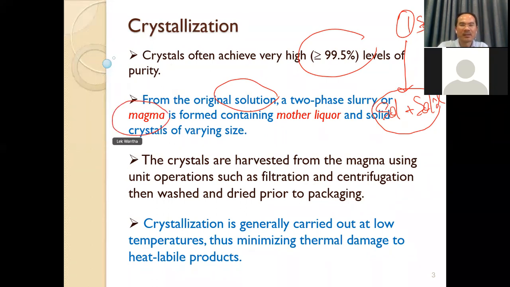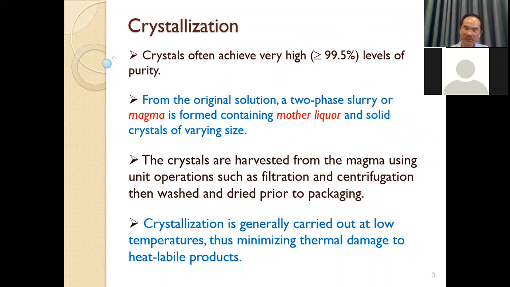Magma is a combination of solid and liquid. Solid means crystal, and liquid means solution. The liquid we call the mother liquor, and the solid is crystal. After you crystallize, you can separate the crystal or solid from the solution or from the magma.